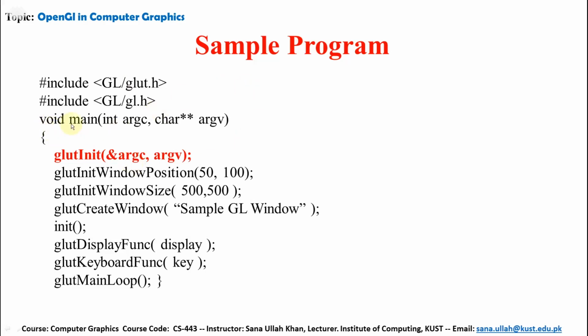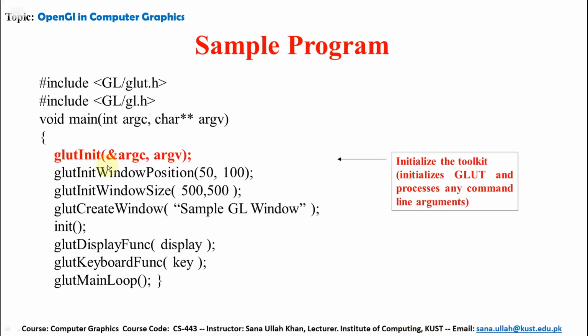After that, this is the main function, and the first statement inside main for OpenGL is glutInit, which means to initialize the glut toolkit. It processes any command line arguments which we need. In this case, there is no need to process the arguments. We just initialize the glut toolkit for the OpenGL program.